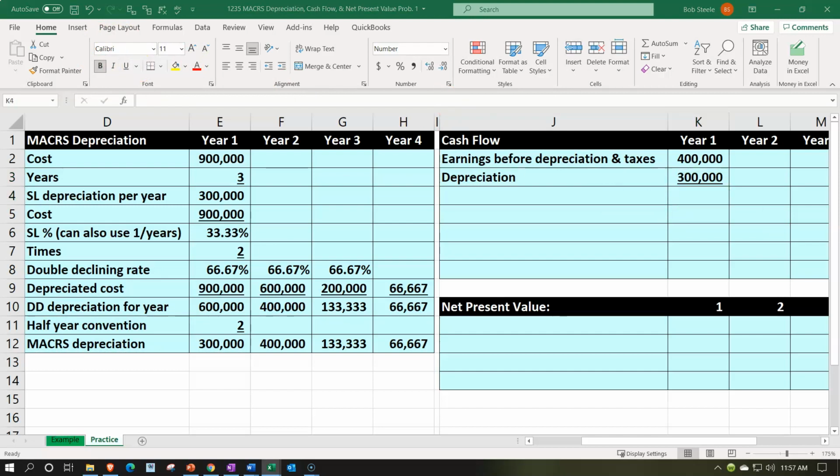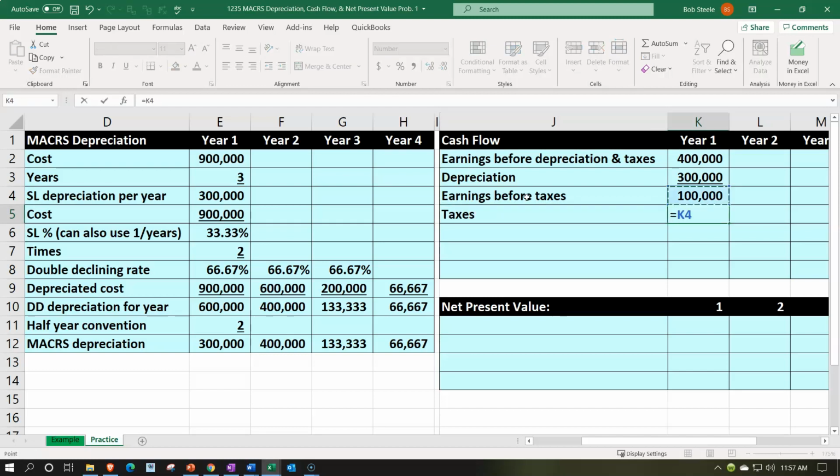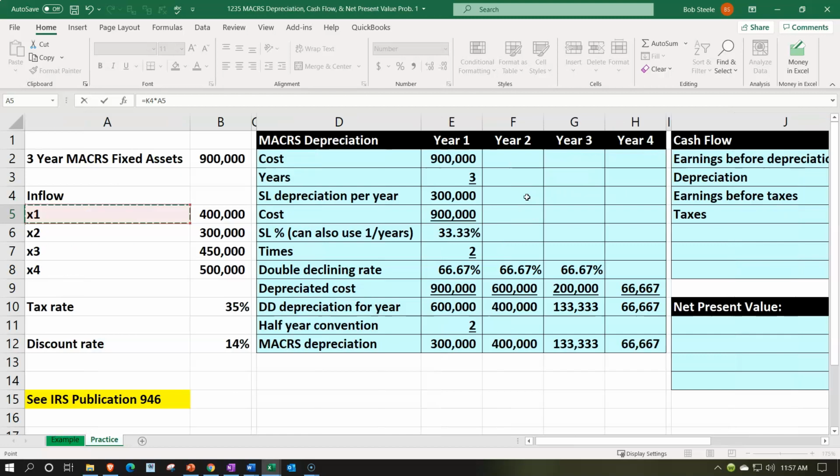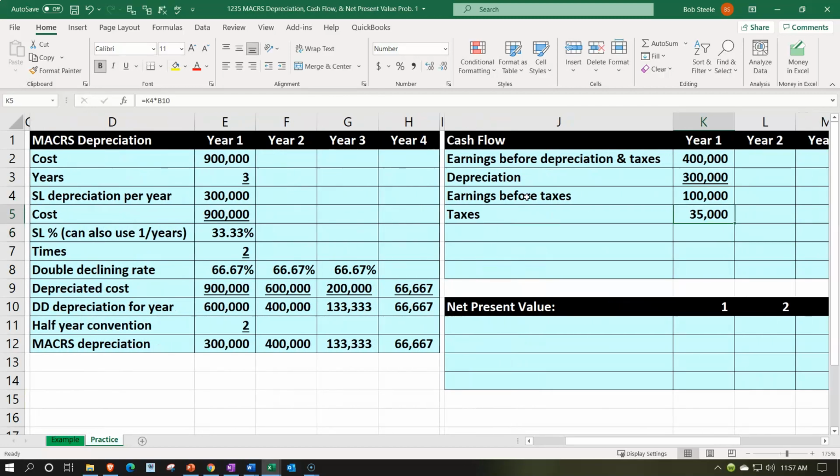So we've got the earnings before taxes, equal to the 400 minus the 300. Then we're picking up the taxes. Taxes are going to be that 100,000 times the tax rate, which we're saying is 35%. Let's underline that, font group and underline. And that's going to give us our earnings after taxes. So earnings after taxes is equal to the 100,000 minus the 35,000, giving us the 65,000.